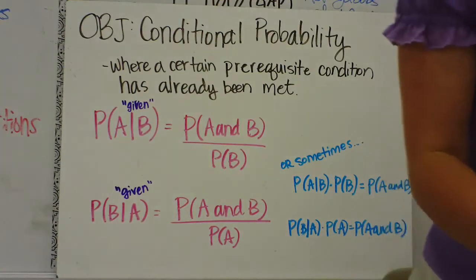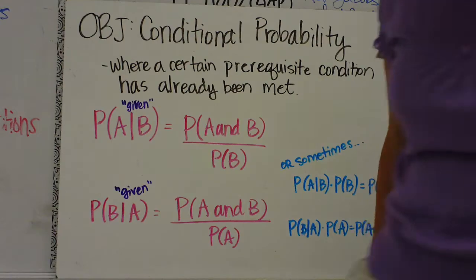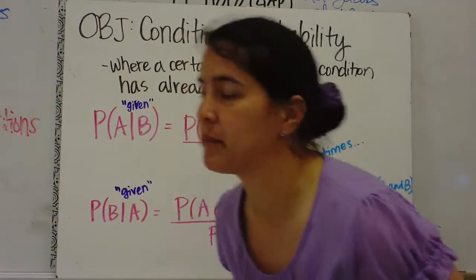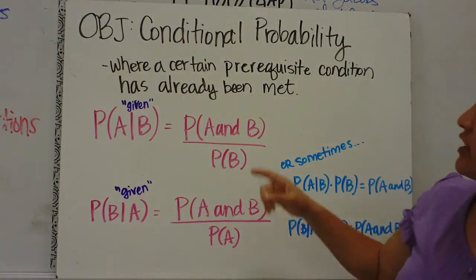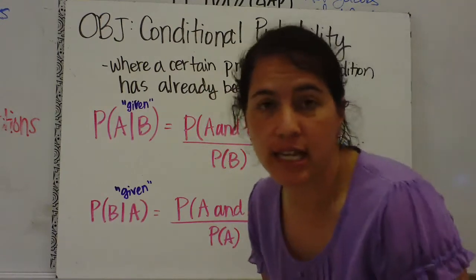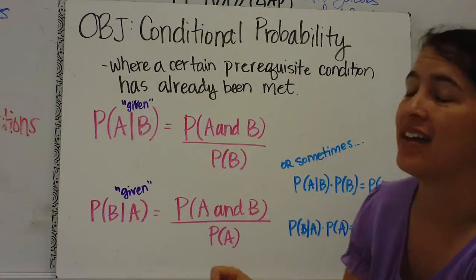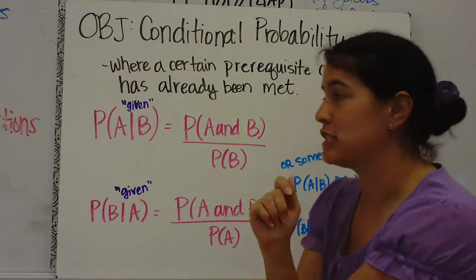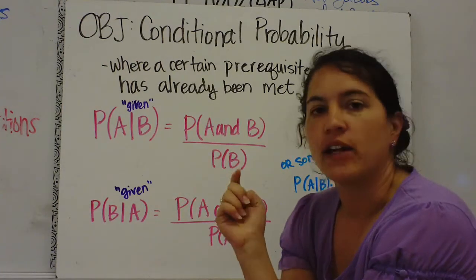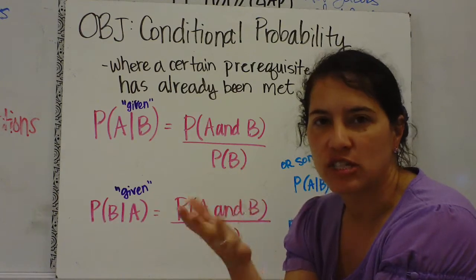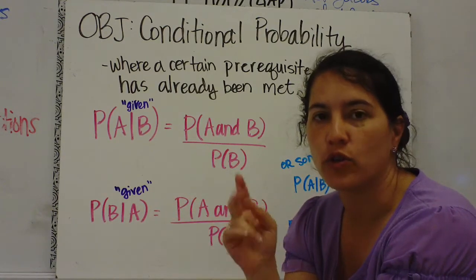Hey y'all. So today's lesson is conditional probability. Conditional probability is where a certain prerequisite condition, that just means has to come first, has already been met. Whenever you have conditional probability, there is one formula, but it can be reversed for two events.